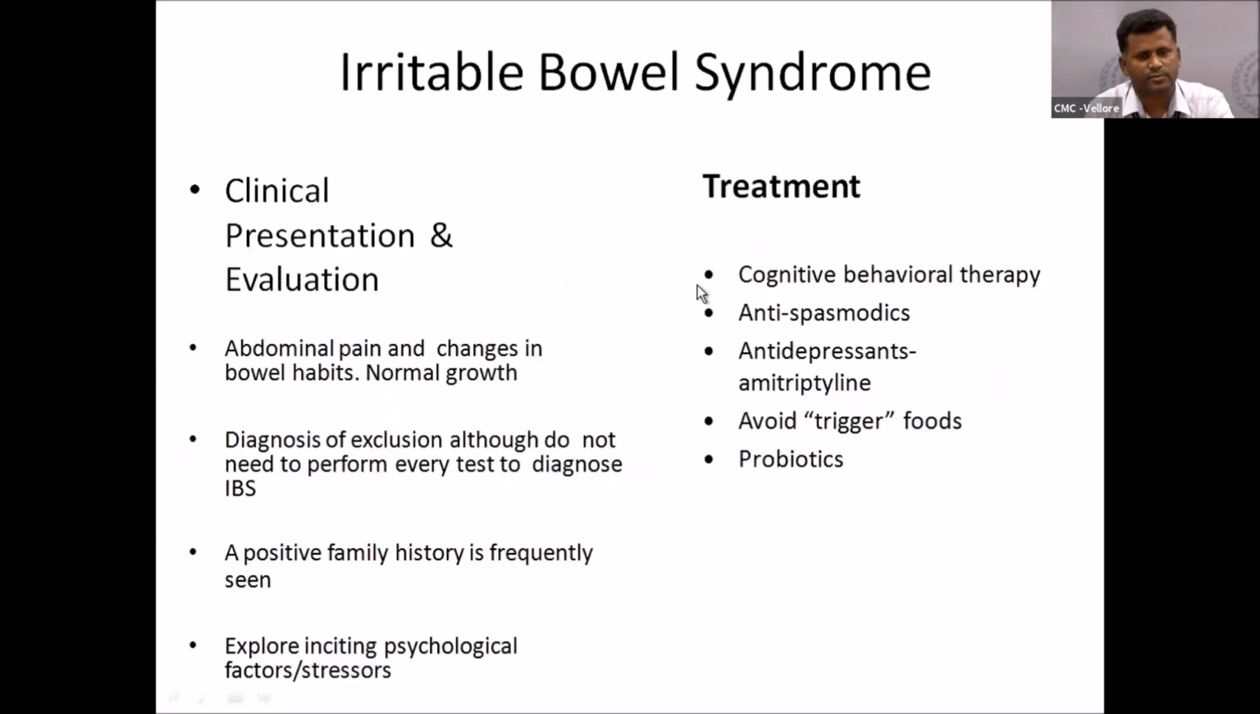So for this child, it could probably be irritable bowel syndrome. The clinical presentation of irritable bowel syndrome is abdominal pain, change in bowel habits, and normal growth, and it's a diagnosis of exclusion. Although there is no need to do all the tests, at least basic tests we have to do to make sure that this is not IBD. And there will be a positive family history. Treatment is mainly behavioral therapy, sometimes antispasmodics and antidepressants, and sometimes probiotics can also help.